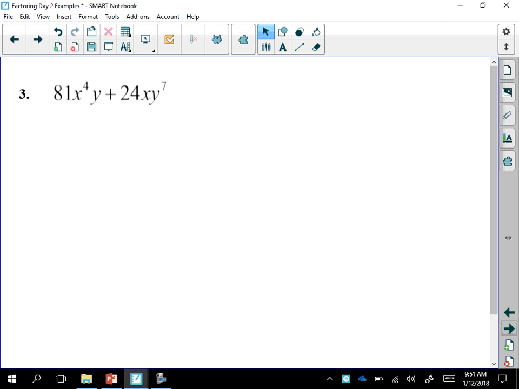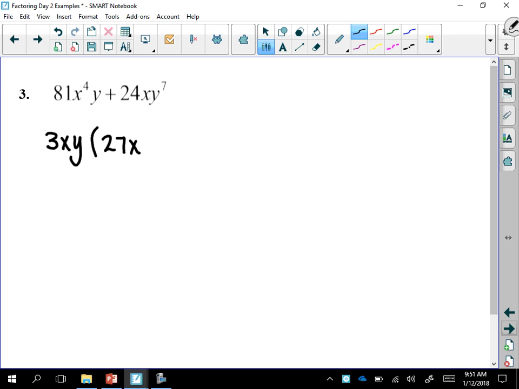What's the GCF here? 3xy. 3xy. And what's left over? All right. 27 and 8 are both perfect cubes. We can factor the sum of perfect cubes, so we're still good with the plus sign there.